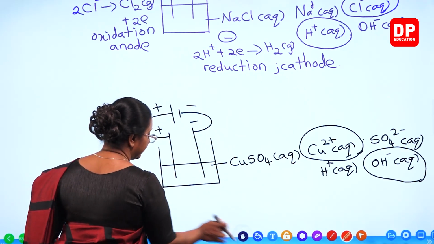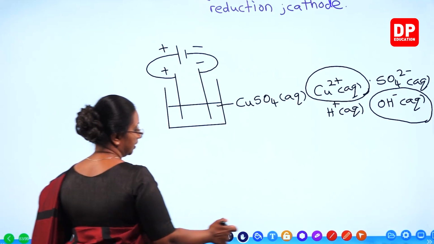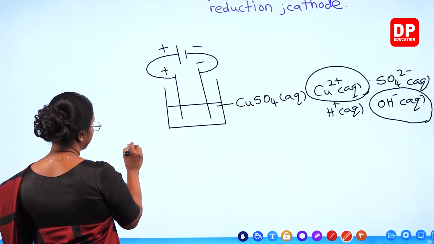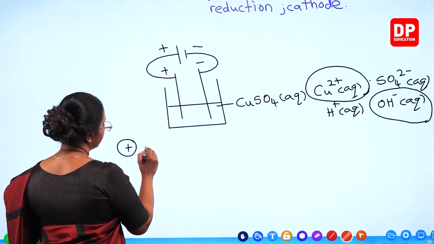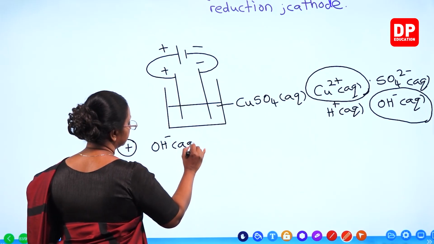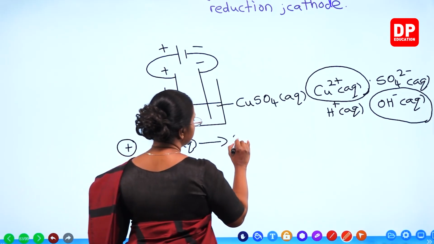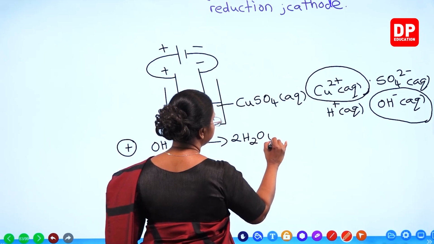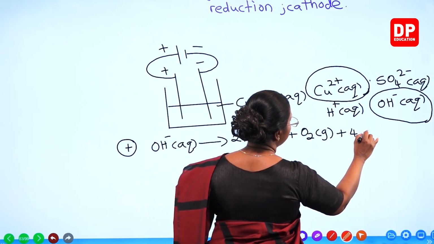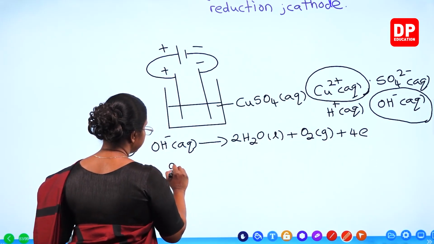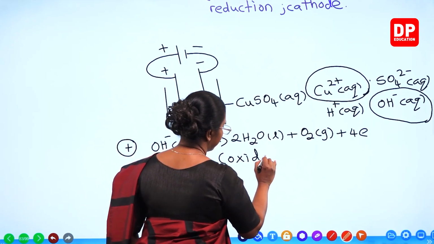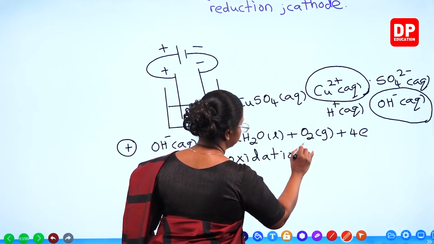So what will happen there? It is near the positive electrode. Positive electrode, it is going to be OH- ions undergoing oxidation to water molecules plus O2 gas, losing 4 electrons. So this is the anode. Why? Because oxidation takes place there.